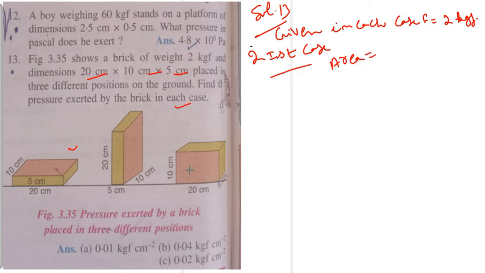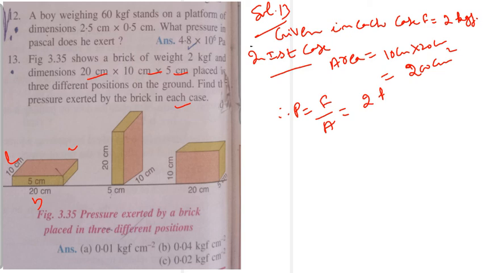So in the first case, the area of the brick would be length into breadth. Here length is 10 centimeter, breadth is 20 centimeter, right? So area would be 10 centimeter into 20 centimeter equal to 200 centimeter square. Therefore pressure would be F upon A. F is 2 kgf upon 200 centimeter square. So this would come out to be 2 divided by 200 equal to 0.01 kgf per centimeter square, that is kgf centimeter to the power minus 2.